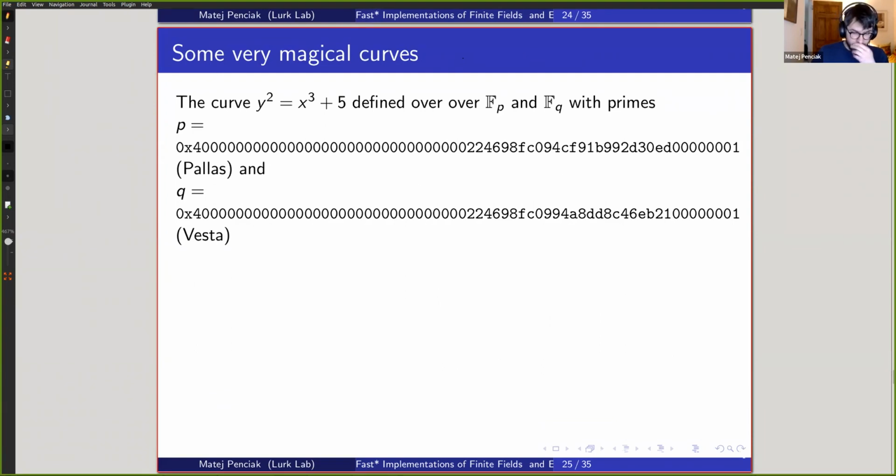So now a couple magical curves that have this optimization. So the magical curves are the so-called Pallas and Vesta curves. So the curve equations themselves are just y squared equals x cubed plus 5, and they're defined over the fields Fp and Fq, where p and q are these two very large primes. You see that they're very close to each other, but they start differing sort of at this point right here.